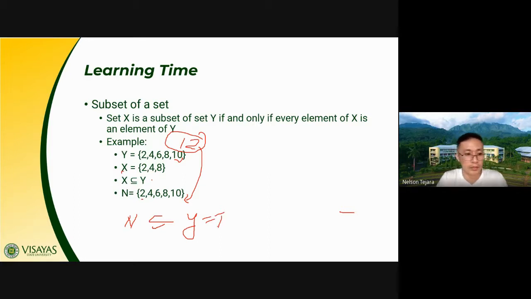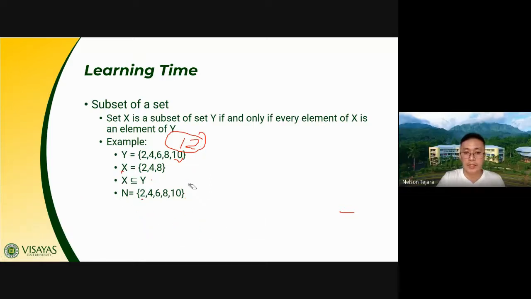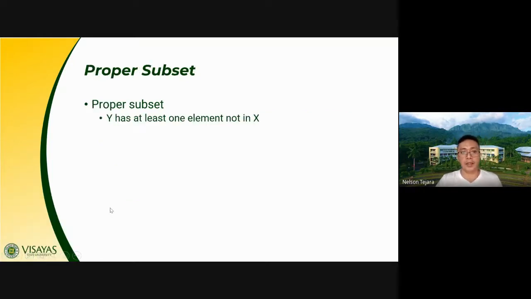So did you now understand, class? Did you get the idea of subset and proper subset? Yes, sir. Okay, that is now clear about subset and proper subset. Again, this one is a symbol for proper subset, while this one is a symbol for subset. Okay, so now there's a next slide. Anyway, given our previous example, Y and X, Y has at least one element which is not in X, and we call that one a proper subset.